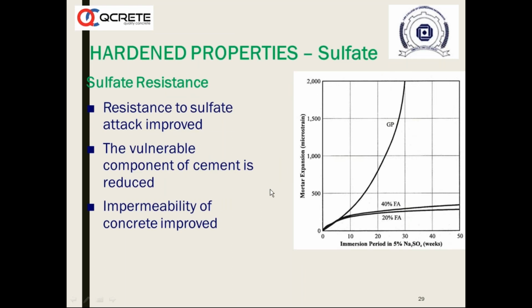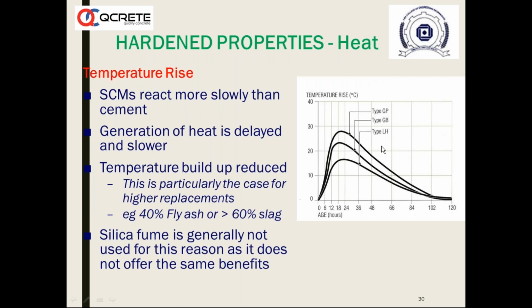Sulfate resistance: when you have 20% and 40% fly ash addition, you have excellent resistance to sulfates. This is general purpose cement. This is the concrete with fly ash. Heat, we have already talked about heat. Heat is produced maximum in a general purpose cement, that is OPC cement. And if you are using a blended concrete, you have a lesser amount of heat produced, and durability.